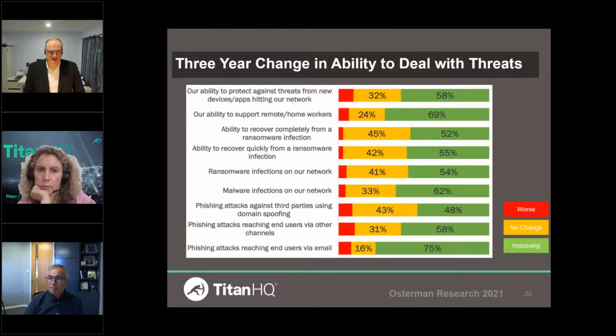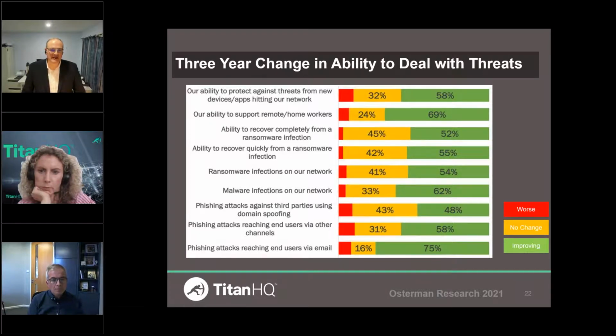This is my second to last slide. We asked about the 3-year change in ability to deal with a range of threats. And overall, the picture is not bad, it's pretty good. For most of these issues, at least half of the respondents said that there is an improving situation in the ability to deal with things like, if you have a look at this number 2, our ability to support remote and home workers at 69%.